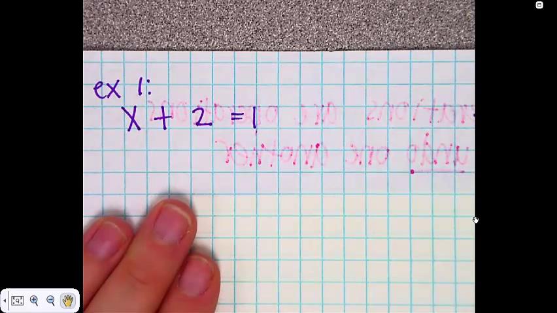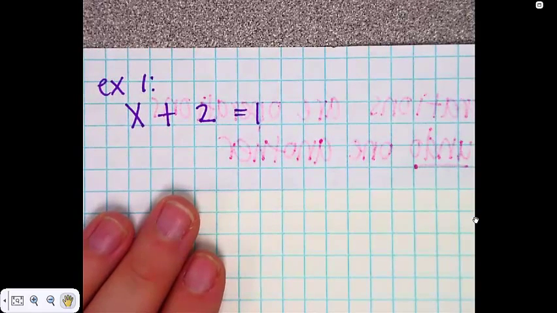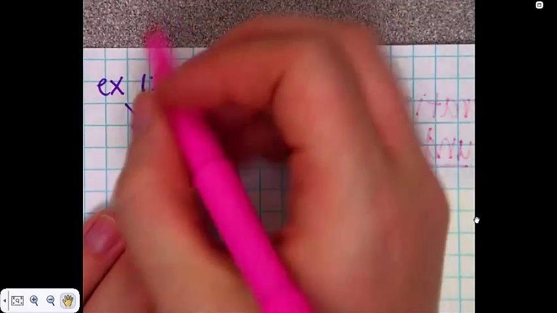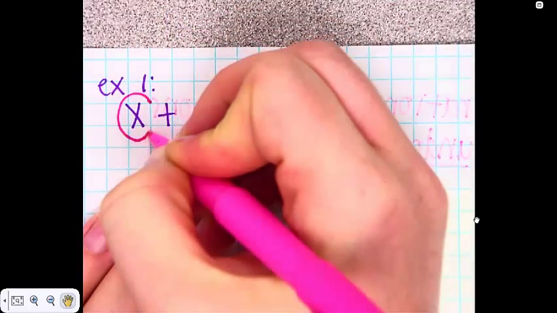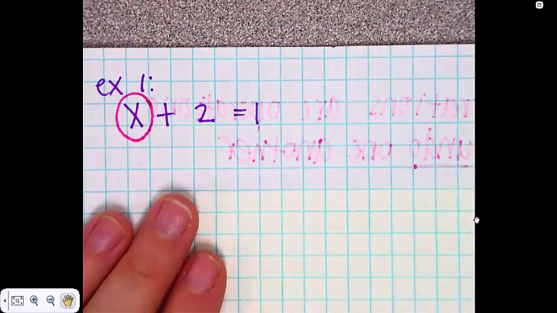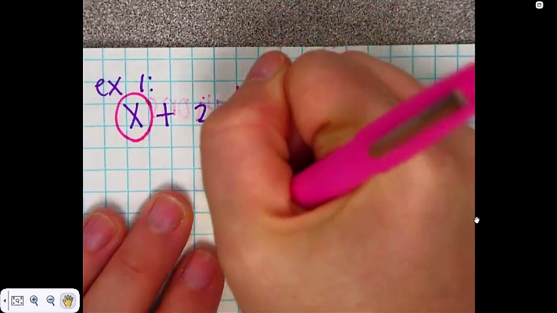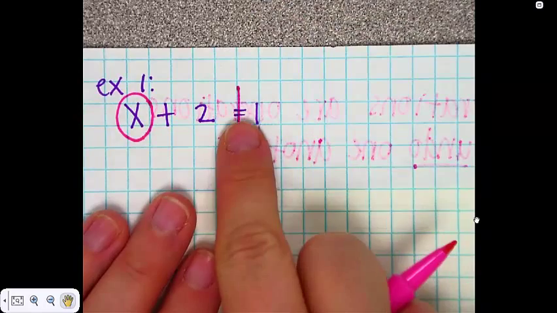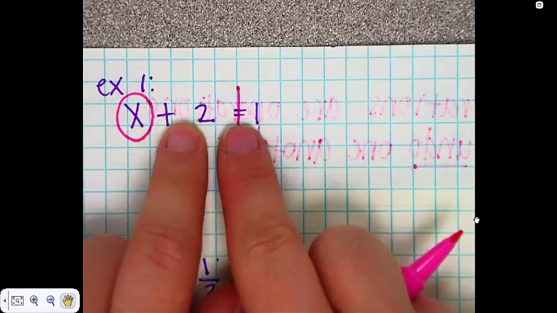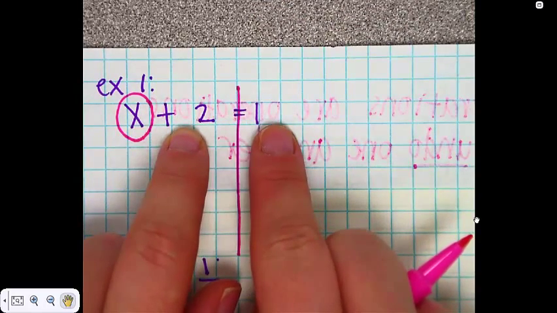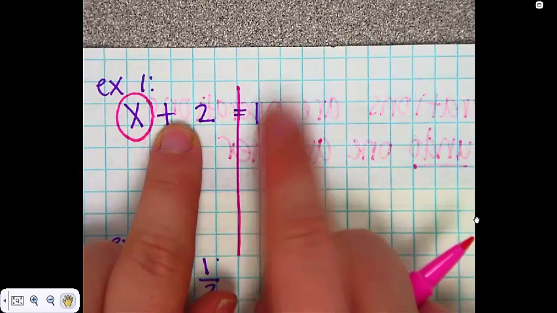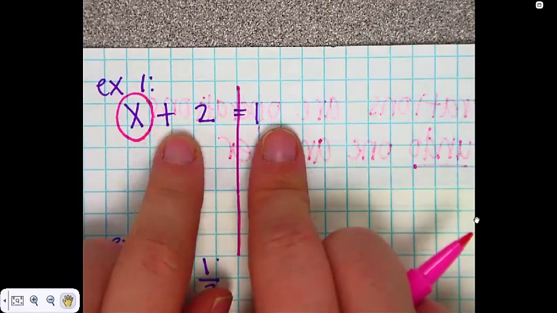So when we solve equations, the whole goal is to isolate the variable. So I always want to identify my variable. So here's my variable right here. I have an x, and I want to get x by itself. This equal sign here means that this side of the equation and this side of the equation are equal. Now, if we want to keep them equal, if we do anything on the left side of the equation, we also have to do it on the right side of the equation.